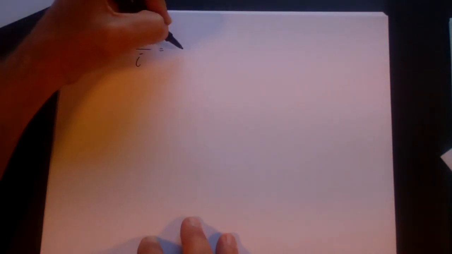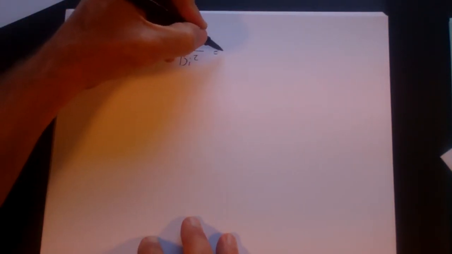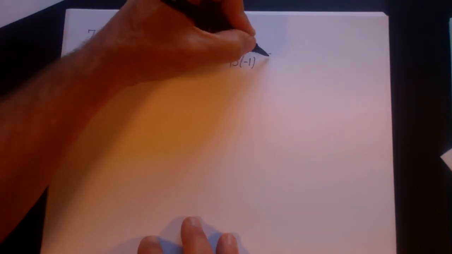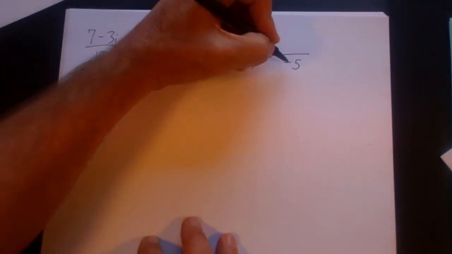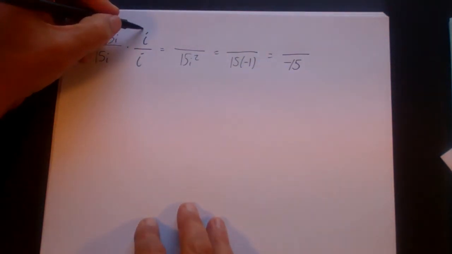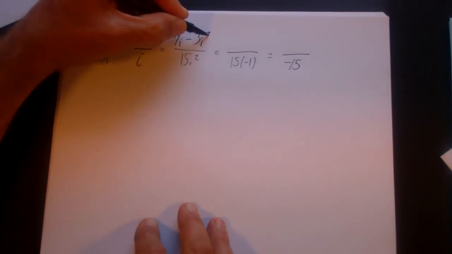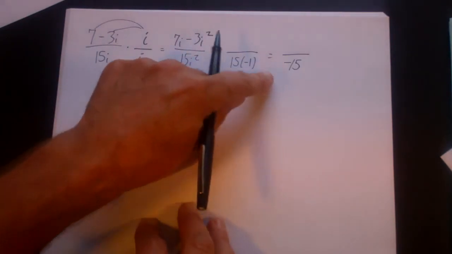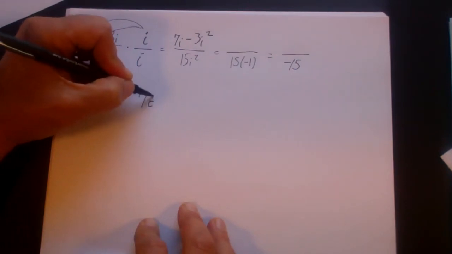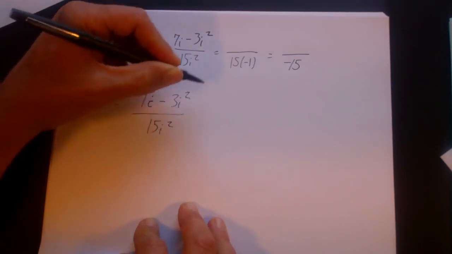So the denominator is just 15i squared, which is just going to be 15 times a minus 1, which is just a minus 15. So I like to do that first. I like to just work in the denominator and then work in the numerator. The numerator is going to be a distributing problem. So that's going to be 7i minus 3i squared. And I didn't leave myself enough space, so I'm going to rewrite it down here. 7i minus 3i squared over 15i squared, and I'm just going to erase all this.